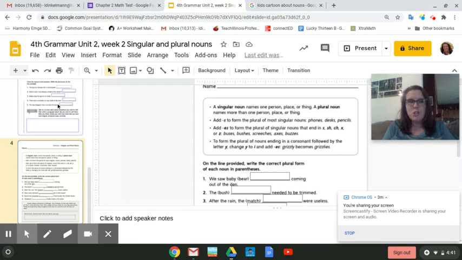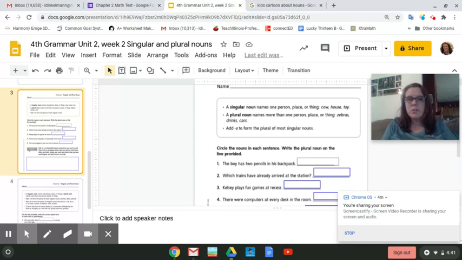But you have 2 pages to do about nouns and making them into plurals and recognizing those. And there's nothing too difficult here. You're going to write the plural noun on the line provided, and I gave you text boxes so that you can do that. You don't have to circle them. It says to circle them, but you don't have to do that as long as you write them correctly on the line. Make sure you focus on the top part here, but this is super easy on this slide. It just says add s to form the plural of most singular nouns. It's not going to be tricky.